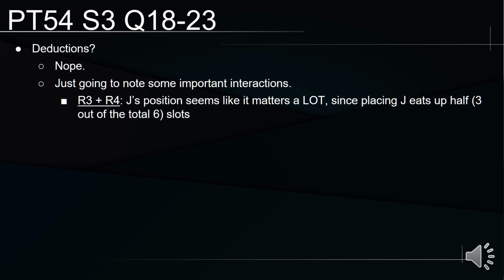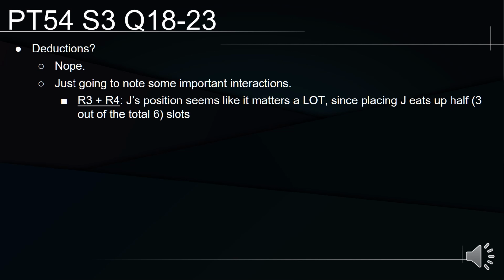So yeah, that's what brings me to say here that J's position seems like it matters a lot, since placing J somewhere eats up half, which is 3 out of the total 6 slots, because putting J anywhere, 1, 2, 3, 5, 6, any one of those spots, means that S and T have to be to the left of J, so that's kind of half of the board accounted for in some way, shape, or form.